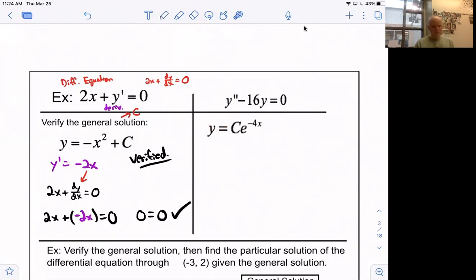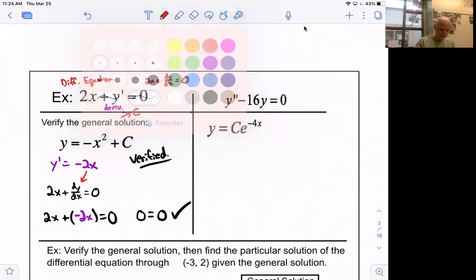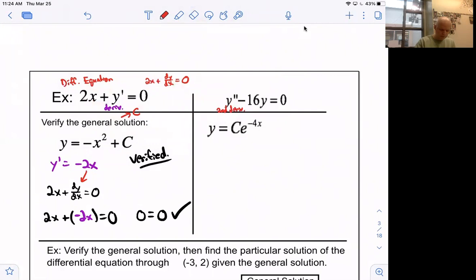Let's try this next one right here. We've got a slightly more complicated differential equation. Here we've got y double prime, so this is the second derivative. And then here we've got just the original function, y. So we've got a second derivative and the original function. There's no x's or anything. That's okay. So we're going to take this general solution and verify it by plugging in what we need. So I'm going to need y, which I already have, and I'm also going to need the second derivative.